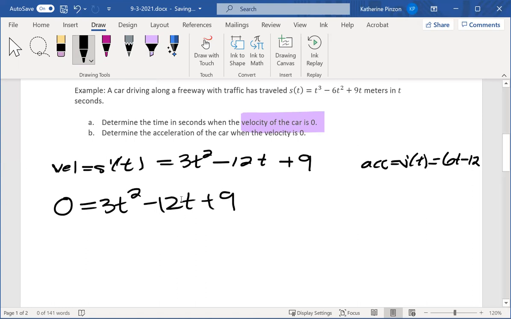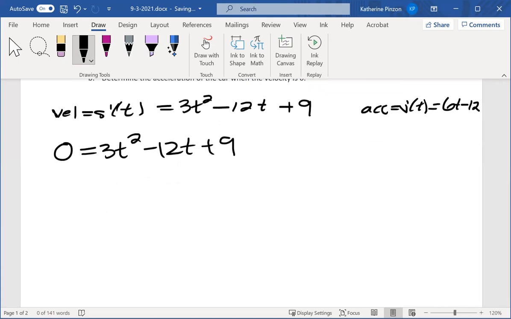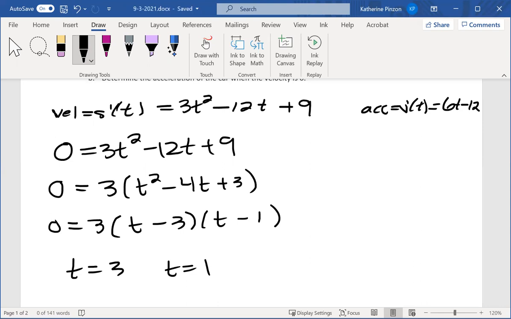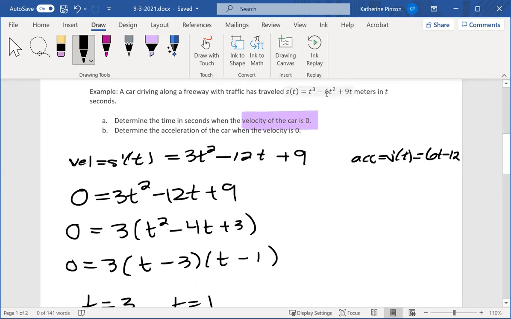I'm going to solve this quadratic using my favorite quadratic solving method. I don't care what yours is. You can pick. I'll try factoring. I'm a pretty good factorer. T minus 3, t minus 1, t equals 3, t equals 1. That's what I got. I got that the velocity is 0 at 2 places, t equals 3 and t equals 1. If I had graphed this position function, t cubed minus 6t squared plus 9t, I should have seen 2 humps, one at a top and one at a bottom. And that would have told me that at those 2 humps, the velocity was 0.